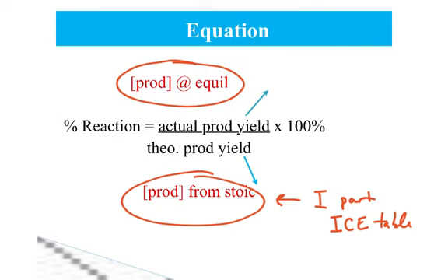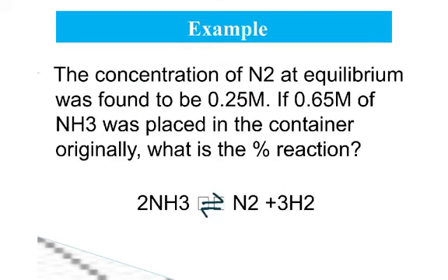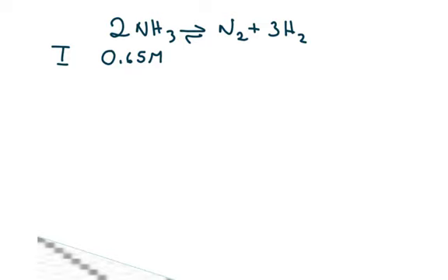even though we have lots of other things to distract us. Let's try this problem on for size. The concentration of N2 at equilibrium was found to be 0.25 moles per liter. If 0.65 moles per liter of NH3 was placed in the container originally, what is the percent reaction? So we're just practicing that percent reaction piece at this stage. So we need to figure out what concentration of products we could make here, knowing that we have 0.65 moles per liter initially in our container.